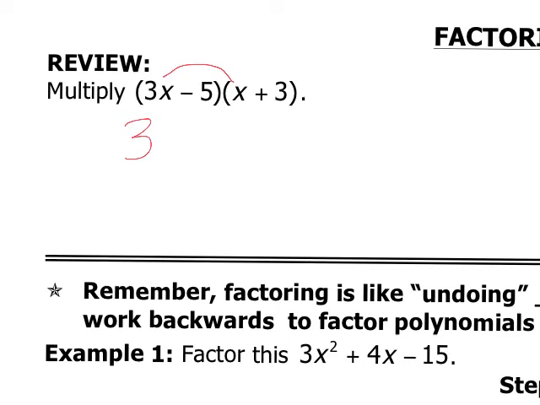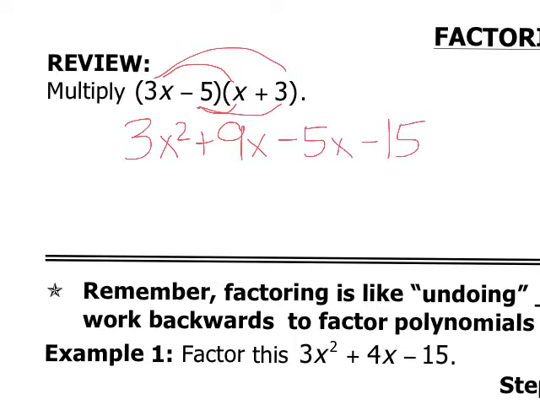So 2 terms times 2 terms here: 3x times x is 3x squared. 3x times 3 is plus 9x, so that's the first half. Negative 5 times x is negative 5x, or minus 5x. Negative 5 times 3 is minus 15.